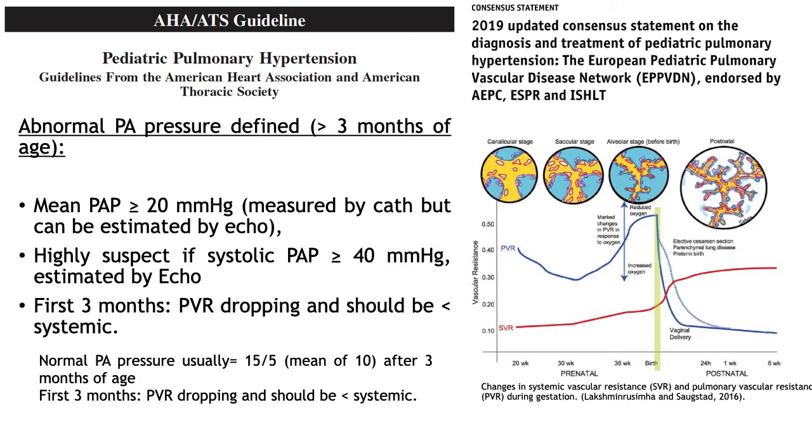And so typically we highly suspect the presence of high pulmonary pressures after 3 months of age if the systolic pulmonary arterial pressure is estimated to be equal or above 40 millimeters of mercury. Now, we know that in the first 3 months, there's a rapid and progressive decline of the pulmonary vascular resistance.